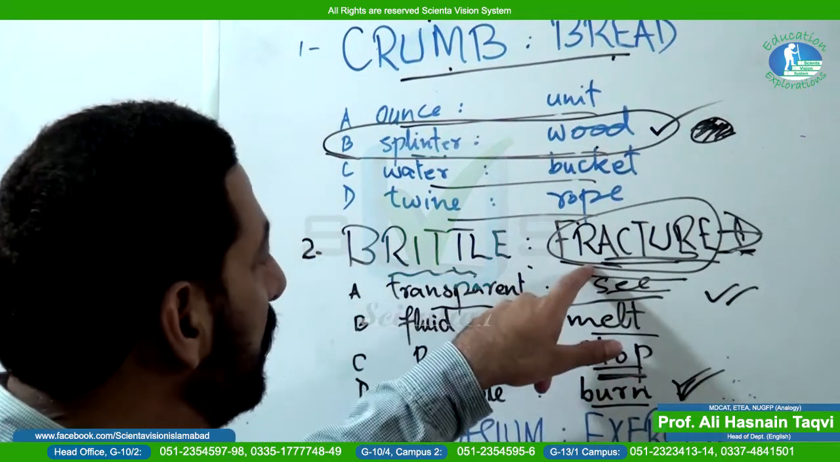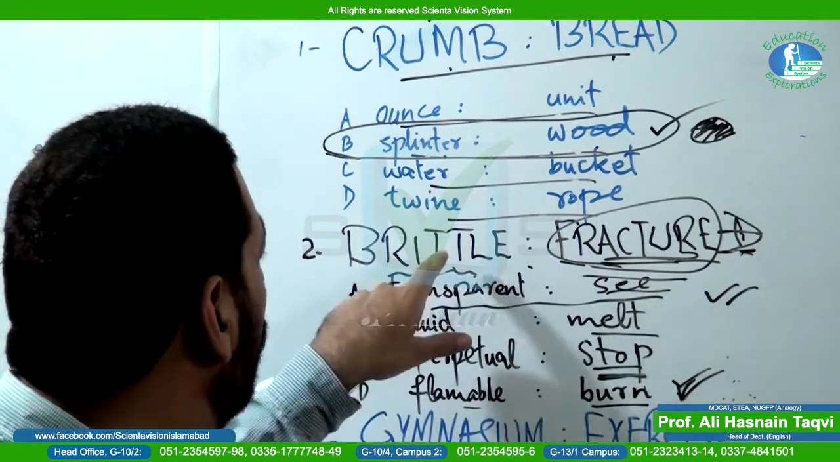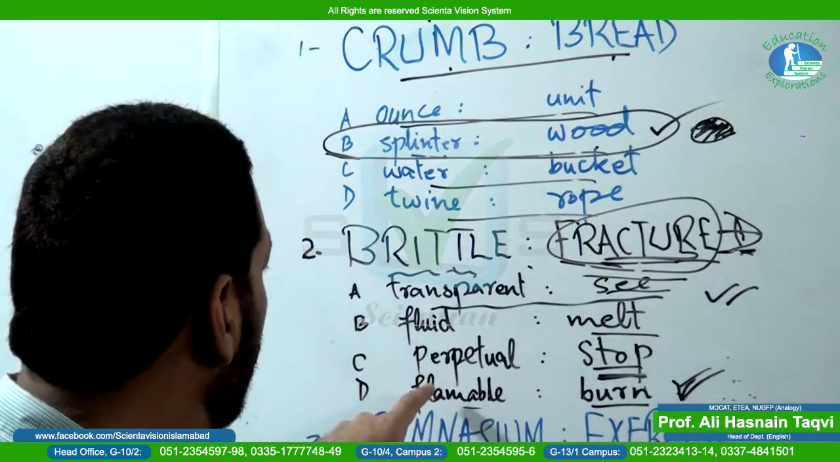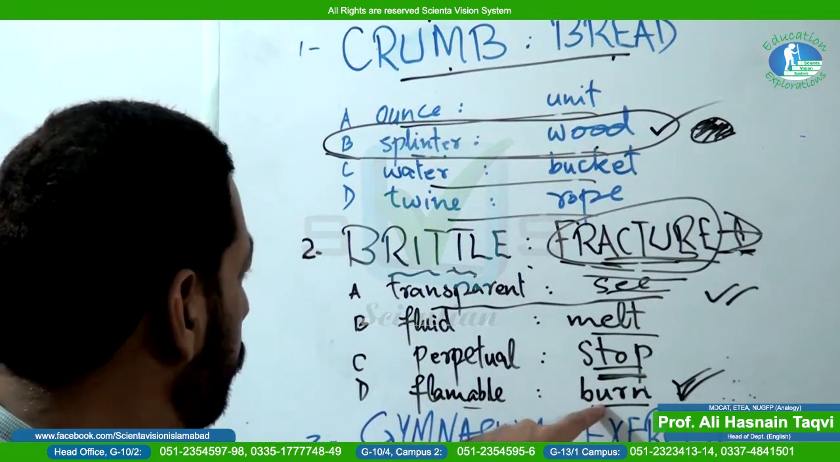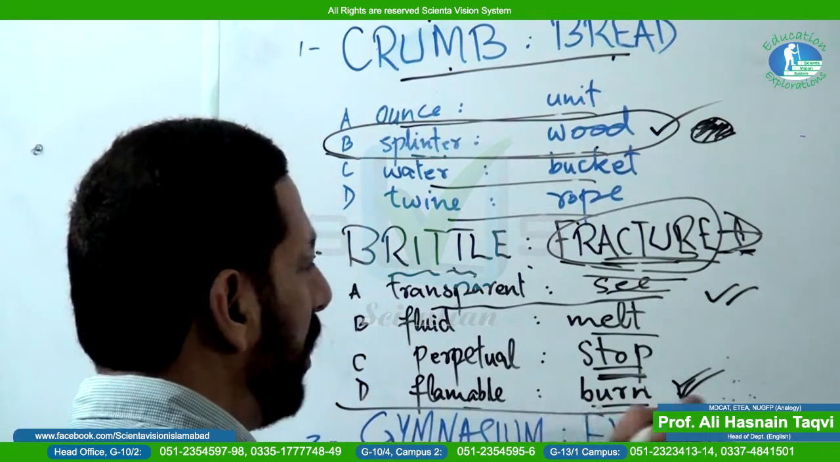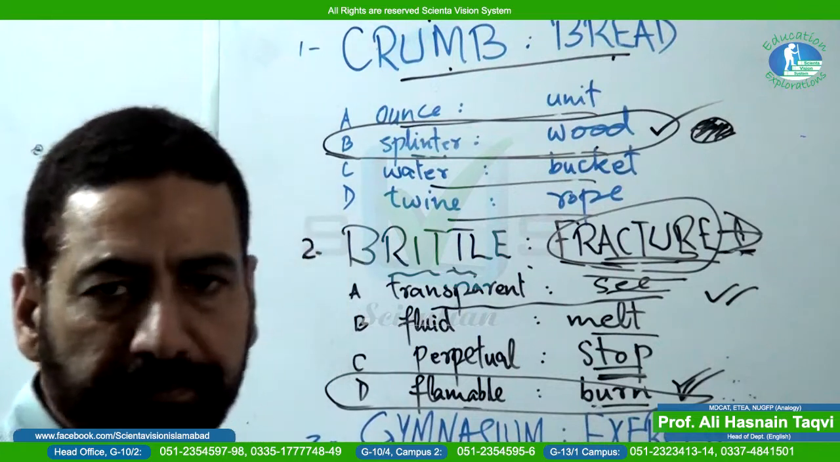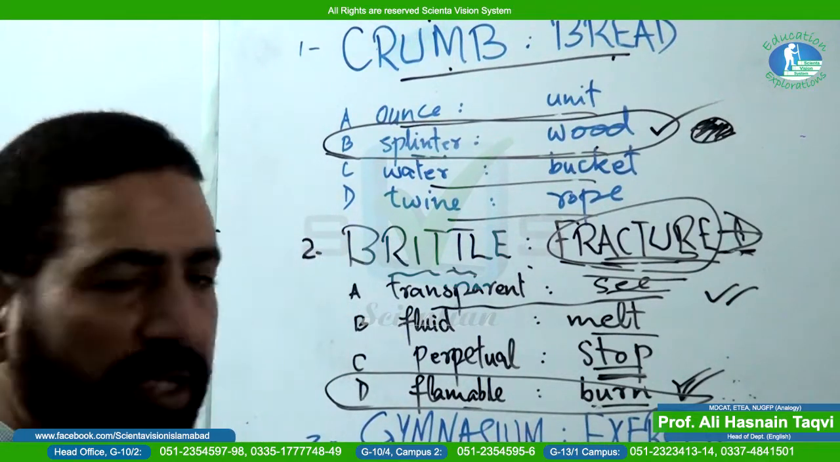So brittle is easily fractured, or brittle can fracture. Let's say flammable can burn. Our correct option thereby is delta. Moving to the next.